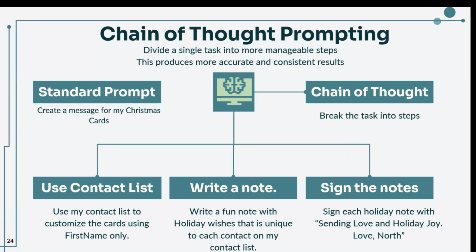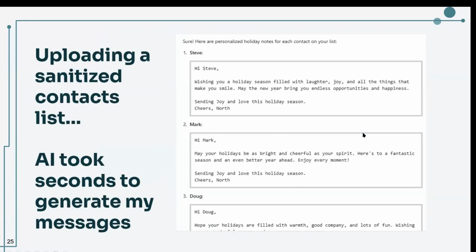So it's going to be a Christmas themed message. It's going to write a message to everybody on my contact list. It's going to be unique for each recipient, and then all of them are going to be signed the same way. So what does that look like? Well, here you go. So chain of thought: sure, here's the personalized holiday notes for each of your contacts list. So I've got Steve, Mark, and Doug. And it did it in a matter of seconds.